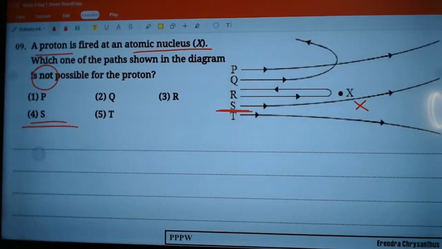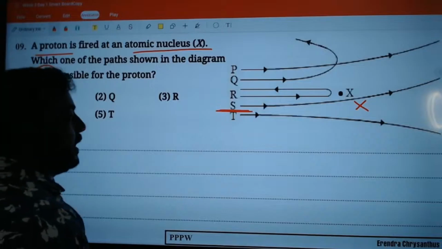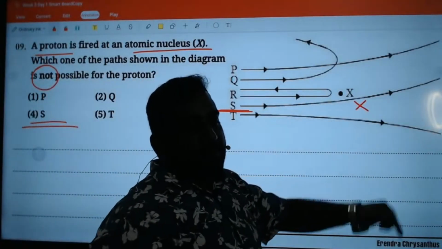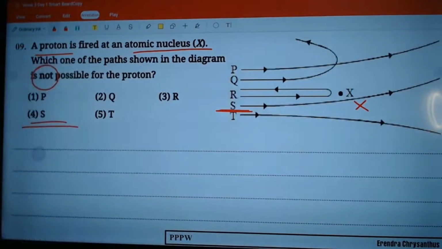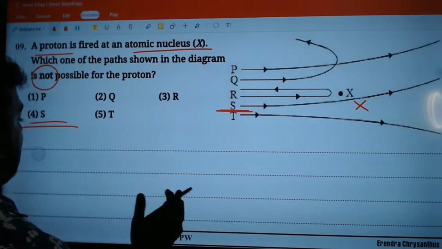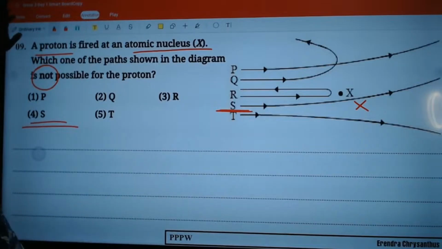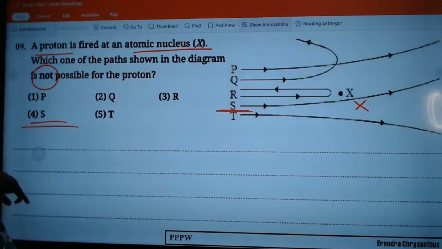Protons are positively charged, while the nucleus also is positively charged. Therefore, they can never attract each other.